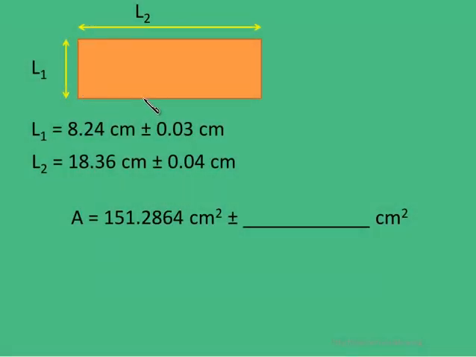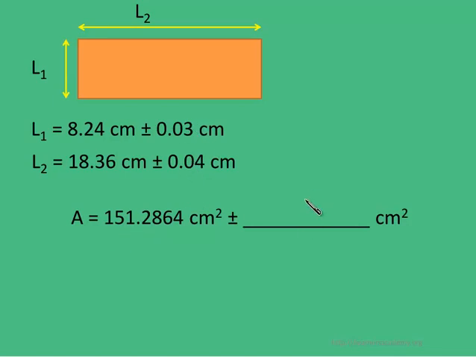Here we have a rectangle, and the lengths of both sides have been measured and recorded, and we want to calculate the area. Well, the first step is simple enough. We simply multiply 8.24 by 18.36 and we get 151.2864. Initially, you should keep all these values. However, later on, as we continue to analyze our errors, we will know exactly how many significant figures to retain.